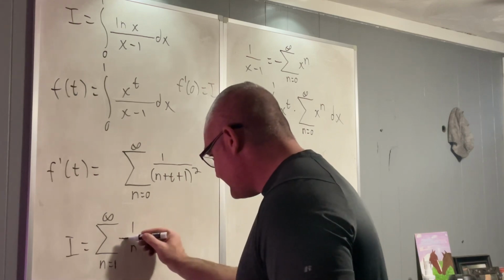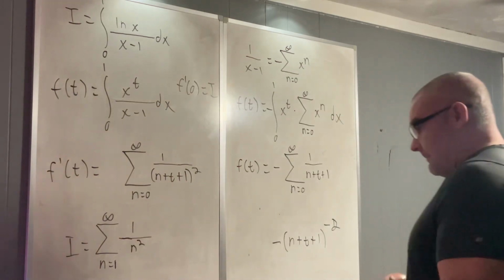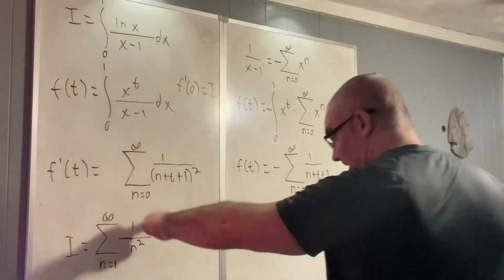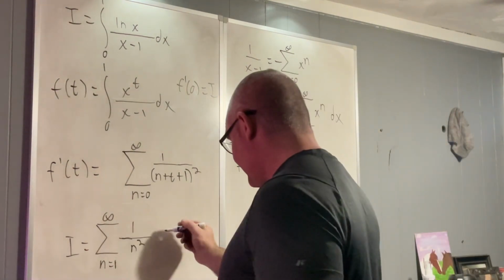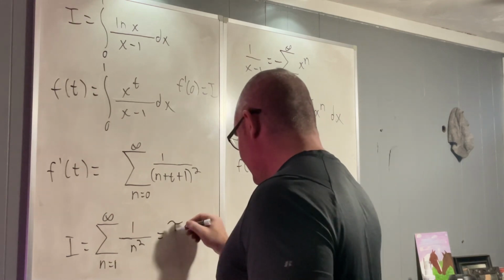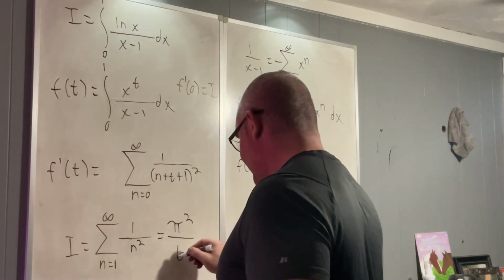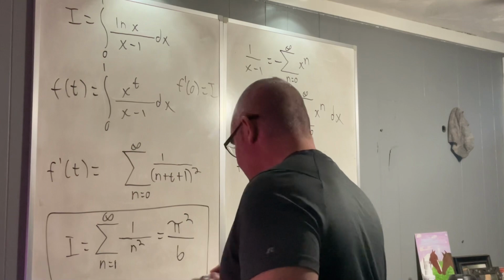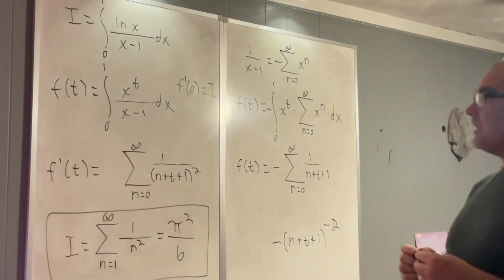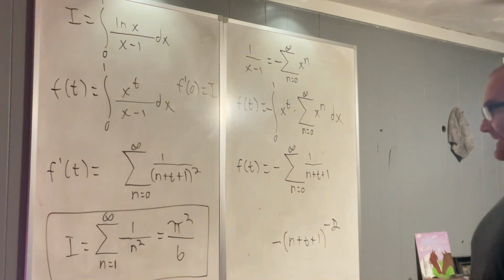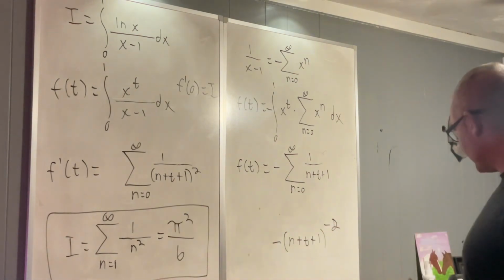Okay, and that is a result that I have derived previously. This is simply pi squared over 6. And there you go. There's the integral from 0 to 1 of the natural log of x over x minus 1 dx. It's equal to pi squared over 6. Hope you enjoyed.